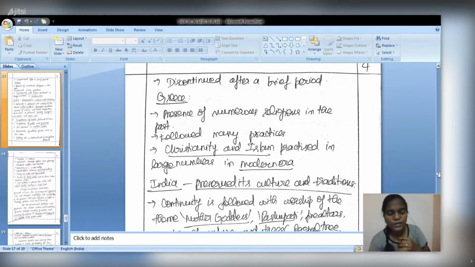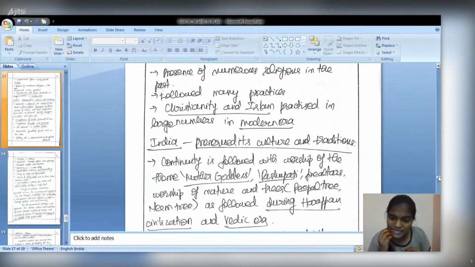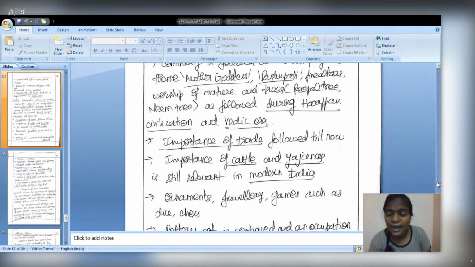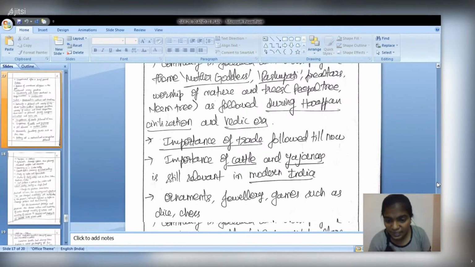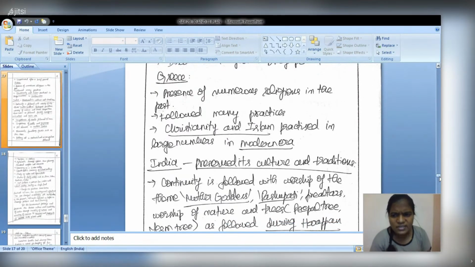But why India? Till now, our India has preserved its culture and traditions. There is no breakdown in this, because till now we have sacred groves. We are worshipping nature, the mother goddess, and Pashupati, which were all worshipped even during the Harappan civilization and Vedic era. The importance of trade, cattle and yajna practices is still there. Jewelry, ornaments, and games like chess and dice are even now practiced in our country.